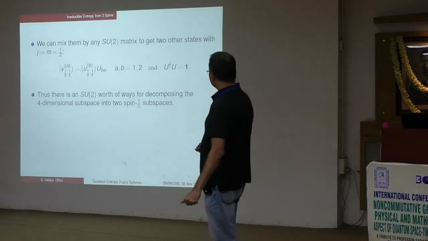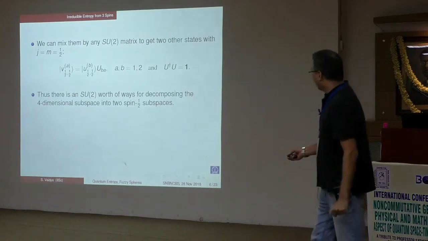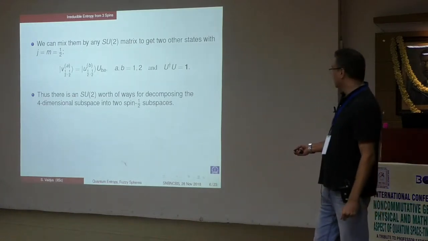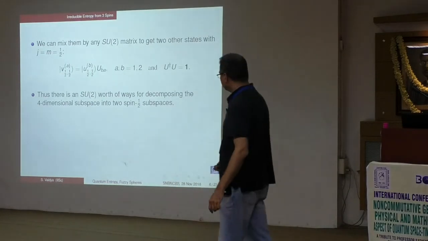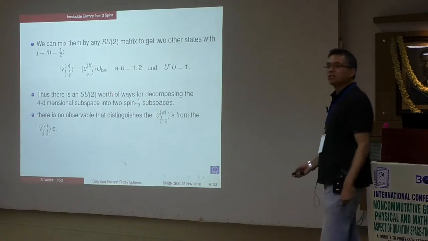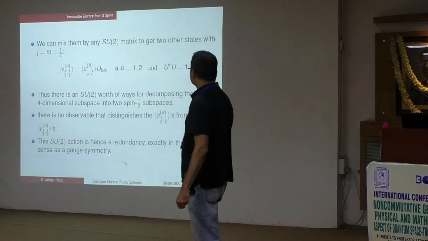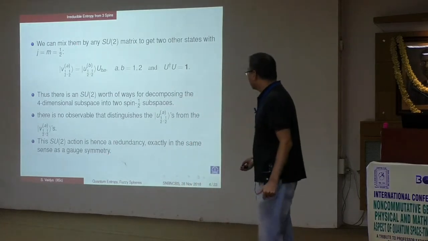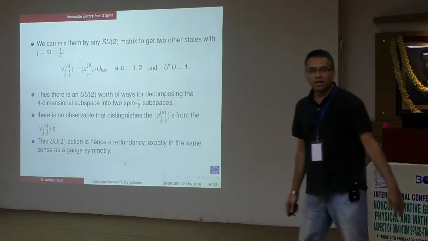In other words, there is an SU2 worth of ways of decomposing this four-dimensional subspace into two spin-half subspaces. There is no observable that distinguishes between the U's and the V's. So in other words, this SU2 action that I just showed you is a redundancy exactly in the same sense of being a gauge symmetry.